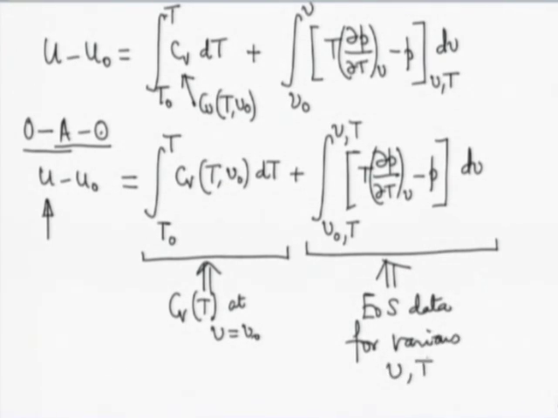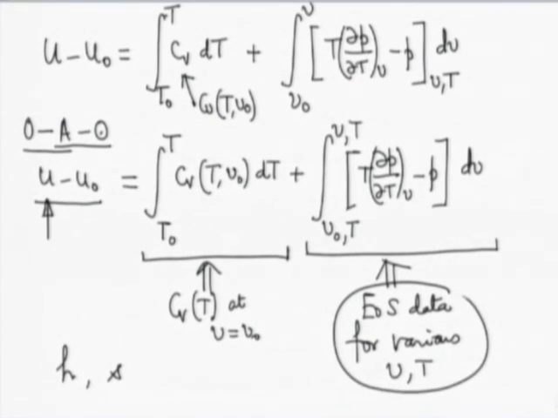That is what I said earlier, that this way we can show that the change in any energy function, I have shown it for U, but you can show it for H and for S also, can be shown to be a sum of two integrals. Here we have taken V and T, but more convenient to take is P and T. This is along a constant volume line at various T, and this requires equation of state data all over V and T. This was just a demonstration.